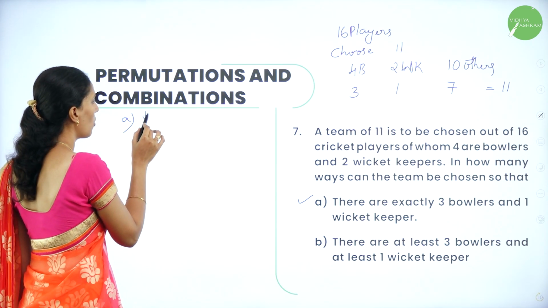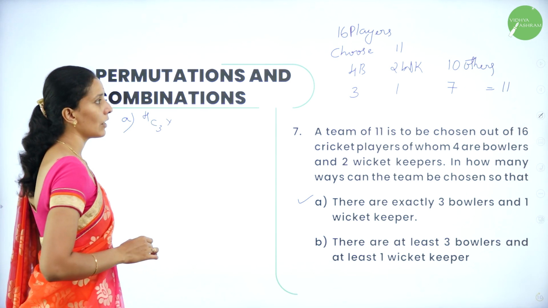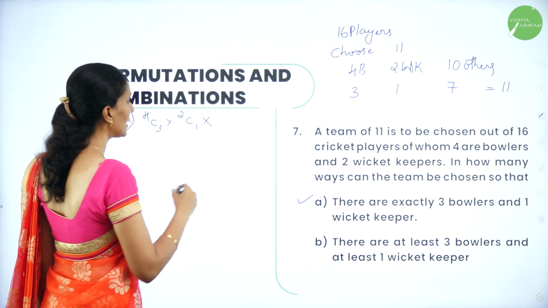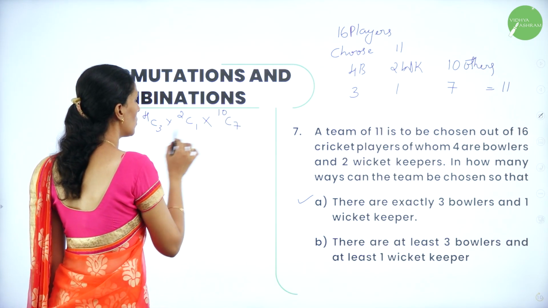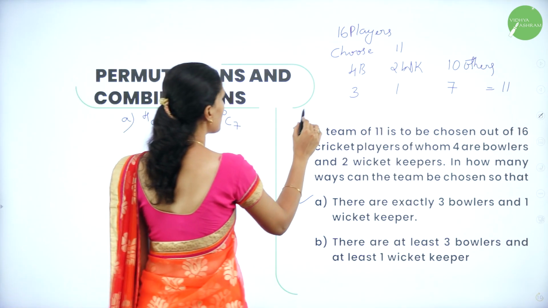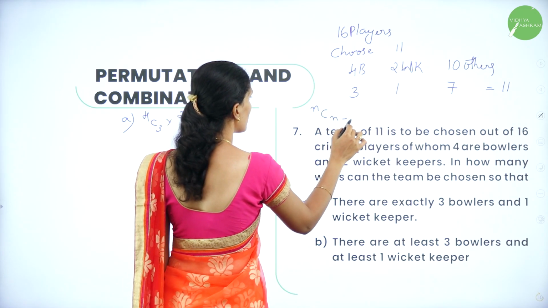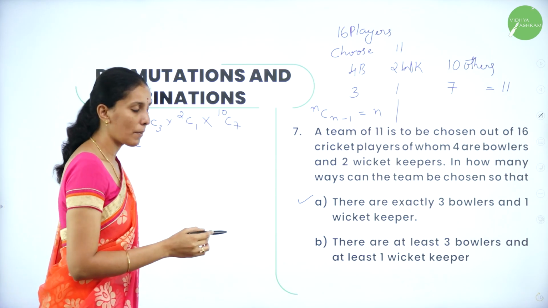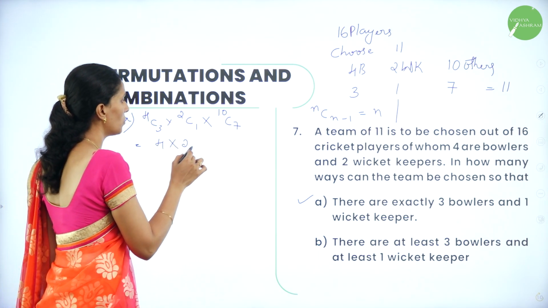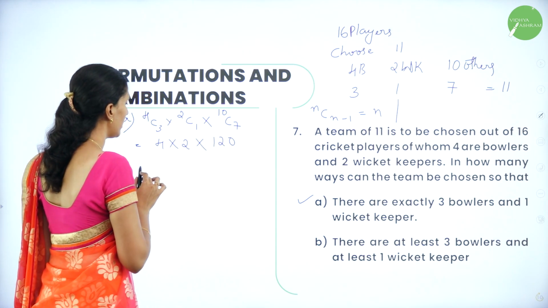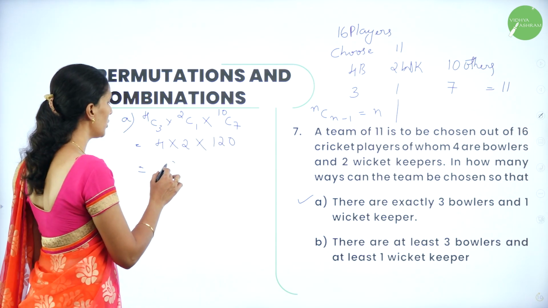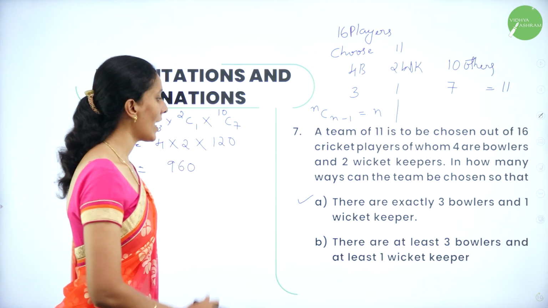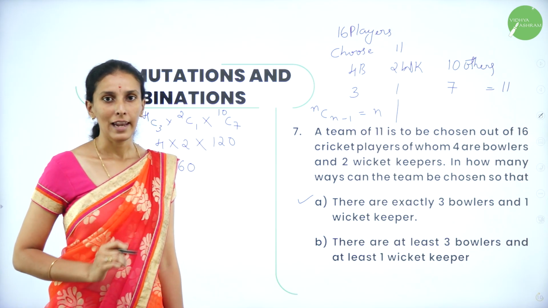So exactly 3 bowlers, 4C3, exactly 1 wicket keeper, that is 2C1, and the remaining all others from the other 10 members, that is 10C7. So the total will be 11. Remember this property, nC(n-1) is n. So 4C3 is in the form of nC(n-1), so it is 4, and this is 2, and 10C7 is 120. When you multiply, you get 960. So in 960 ways, you can select to form a team of 11 members.